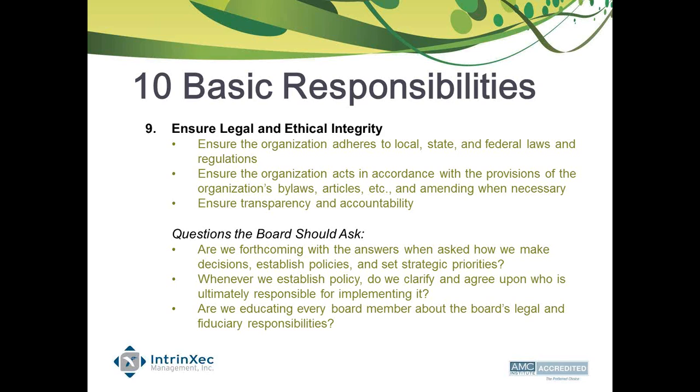But a lot of this is also, we've got state filings, we have tax returns and that sort of thing. It's also ensuring that you're operating the organization in accordance with the bylaws and that you're ensuring transparency and accountability. Certainly, that's part of Sherry's role and the team here, but as a board member, be asking those questions. And if you're unsure, it's better to ask and have it clarified.